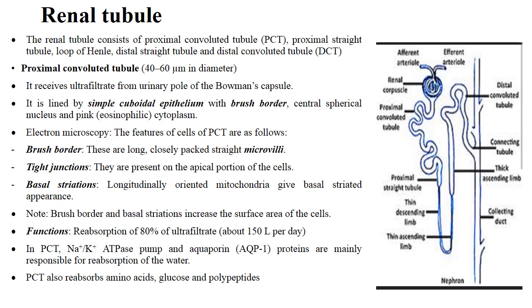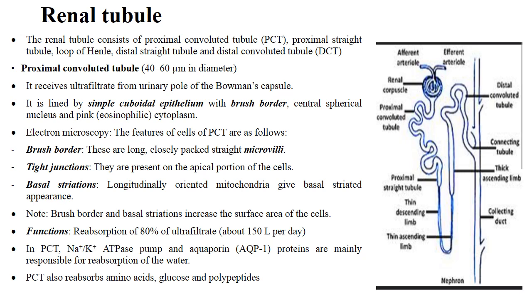It is about 40 to 60 micrometer in diameter, and it receives ultrafiltrate from the urinary pole of Bowman's capsule. We know that it is a continuation of the Bowman's capsule from its urinary pole. The proximal convoluted tubule is lined by simple cuboidal epithelium and it has microvilli over it which form the brush border. It has a centrally placed spherical nucleus and the cytoplasm is more eosinophilic. It is dark pink. It has dark pink cytoplasm.